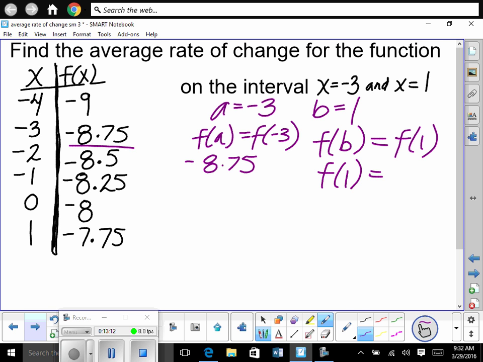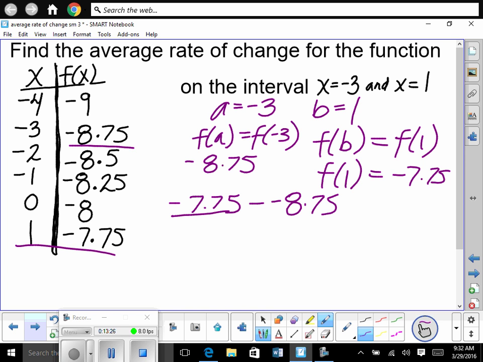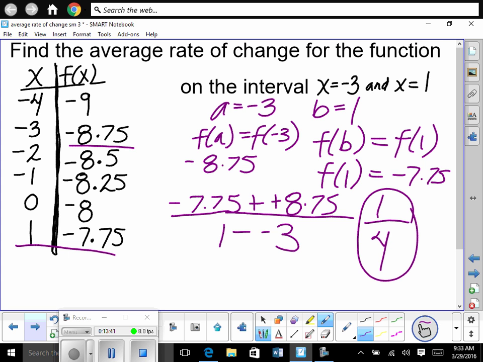It's -7.75. So now we can plug it in. f of b, which is -7.75, minus f of a, which is minus -8.75, all over b, which is 1, minus a, which is -3. Good. So on top, we're going to get, a cross the line, change the sign, whatever you want to call it, a 1. And on bottom, we get 4. So the average rate of change is 1/4 on the interval from -3 to 1.